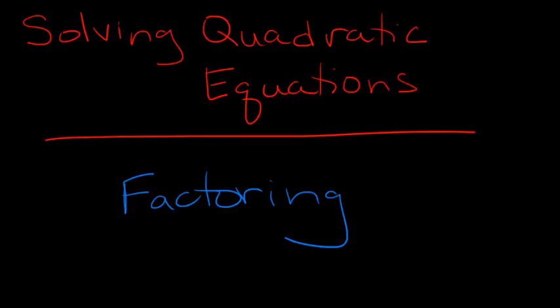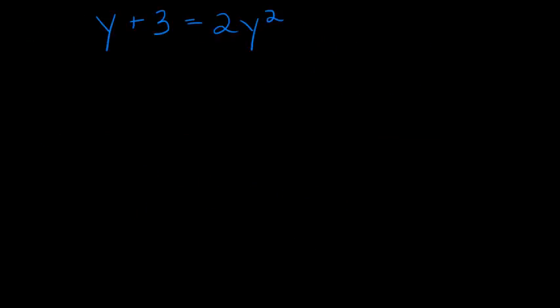Hi folks, we're going to do an example on how to solve a quadratic equation using factoring. So here's an example. If you have been instructed to use factoring, or if you have decided factoring is the best route to use, then you need to get all of your equation on one side of the equal sign, so you can set it equal to 0. I'm going to subtract y from both sides, and then I'm going to subtract 3 from both sides.